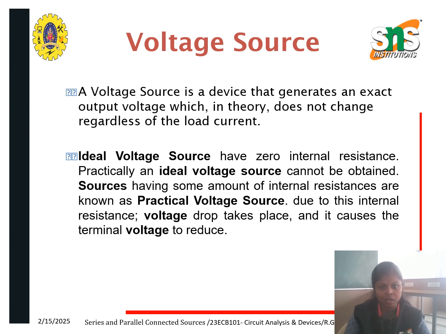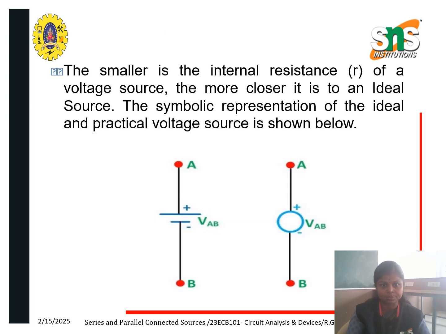Practically, an ideal voltage source cannot be obtained. Sources having some amount of internal resistance are known as practical voltage sources. Due to this internal resistance, a voltage drop takes place and it causes the terminal voltage to reduce. The smaller the internal resistance of a voltage source, the closer it is to an ideal source. The symbolic representation of ideal and practical voltage source is shown below. The first one represents the ideal and the second the practical voltage source.